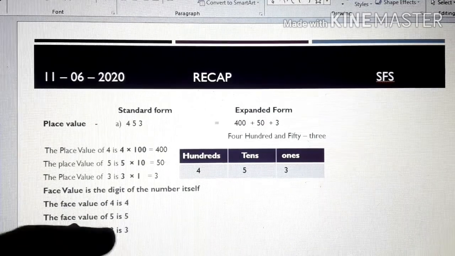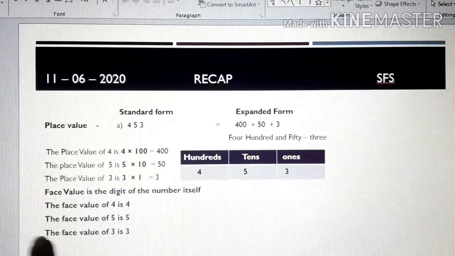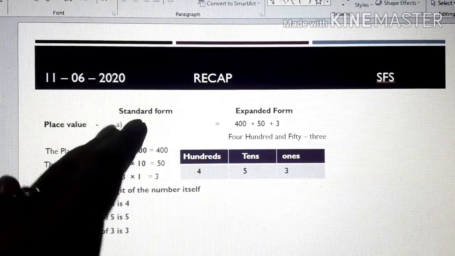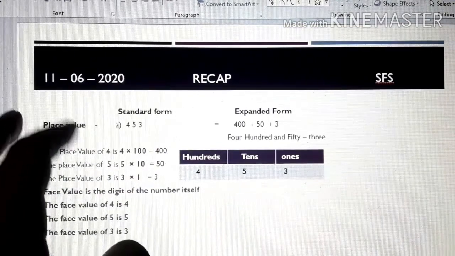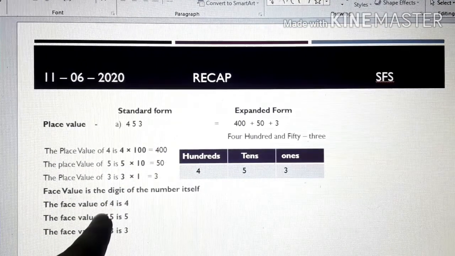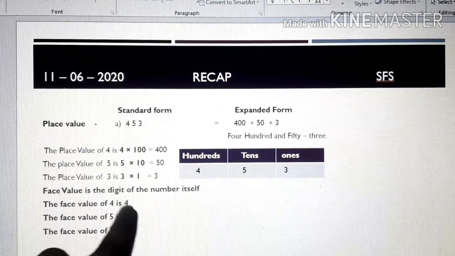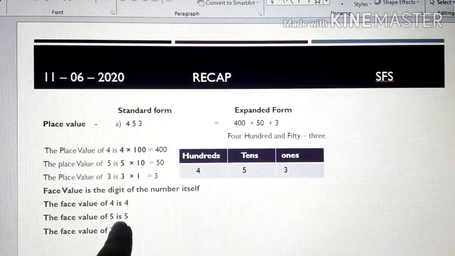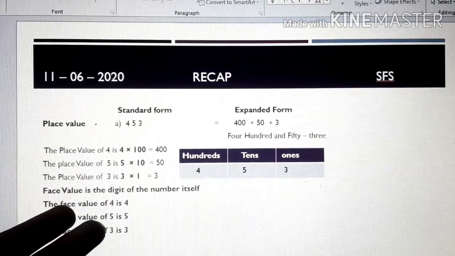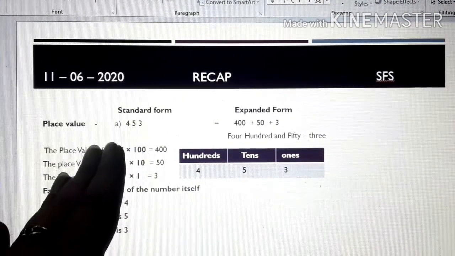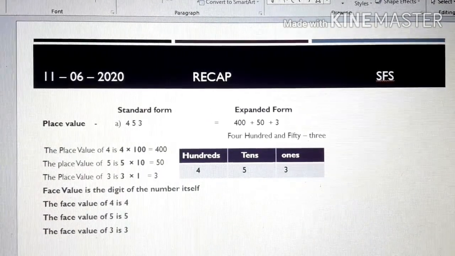Next is face value. As I told you, face value is the digit of the number itself. So if I ask you, no matter in which place it is, whether it is in 1's place, 10's place or 100's place, it doesn't matter, children, the face value remains the same. The face value of 4, if I ask you, is 4. The face value of 5 is what, children? 5. The face value of 3 is what, children? 3. Is it clear, children, what is standard form, expanded form, how to write in words, and how to find out the place value and face value?